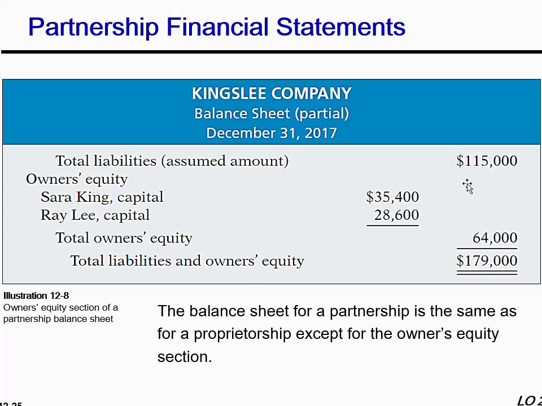We have assets on the asset side, we have liabilities on the liability side, and under the liabilities we add owners' equity. The change in the sole proprietorship and partnership balance sheet is only the part of equity. This is how the partners' financial statements look.